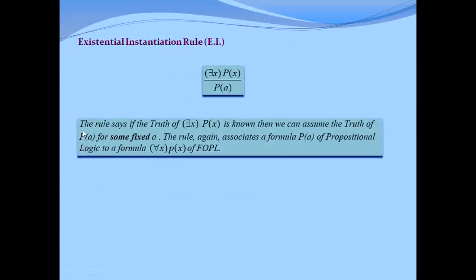The next inference rule is the existential instantiation rule, EI. If there exists x, P(x) is true, then P(a) will be true. The rule says if the truth of there exists x, P(x) is known, then we can assume the truth of P(a) for some fixed a. The rule again associates a formula P(a) of propositional logic with a formula there exists x, P(x) of FOPL. So, if for some x it is true, then P(a) will be true.